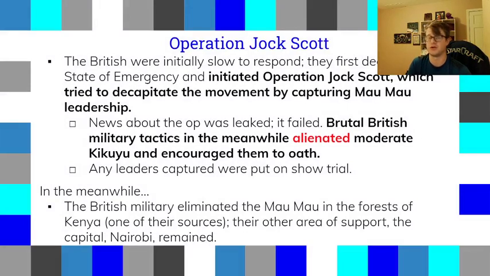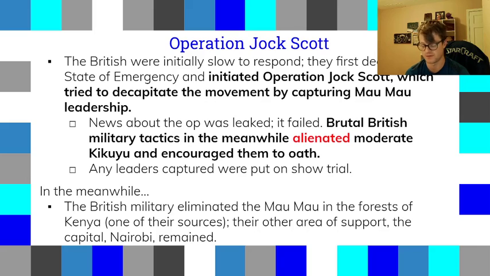Now, what are the British going to do about the Mau Mau? Because this is a challenge to their power, right? Even though, again, the Mau Mau aren't super concerned with the British. That's not really their focus. The British are going to be on this thing because it is a threat to them.